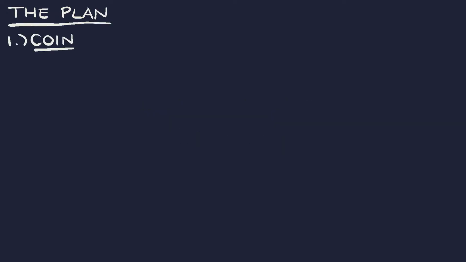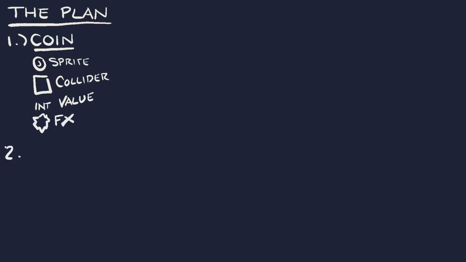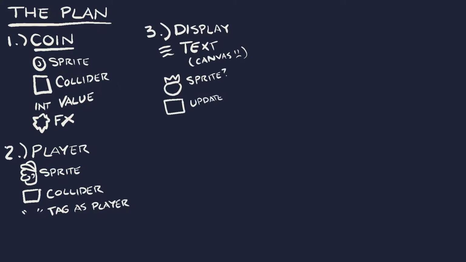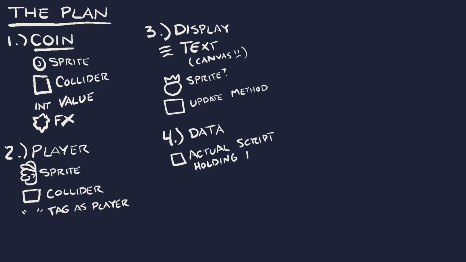First, we need a coin. The coin needs a sprite, a collider, a value, and an effect when it gets destroyed. For our player, we just need a sprite, a collider, and a tag. For display, we need a text, a sprite, and a method to update the text. Last up is data. That's going to hold the value of how many coins we have.